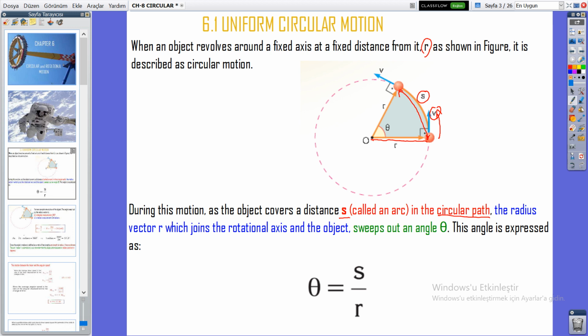The radius vector, and a vector has direction, vector R joins the rotational axis, and the object sweeps out an angle. Between the 2 points it shows one angle. This angle is found as: angle equals S over R. S is the arc, or the distance between the two points, and R is the radius.